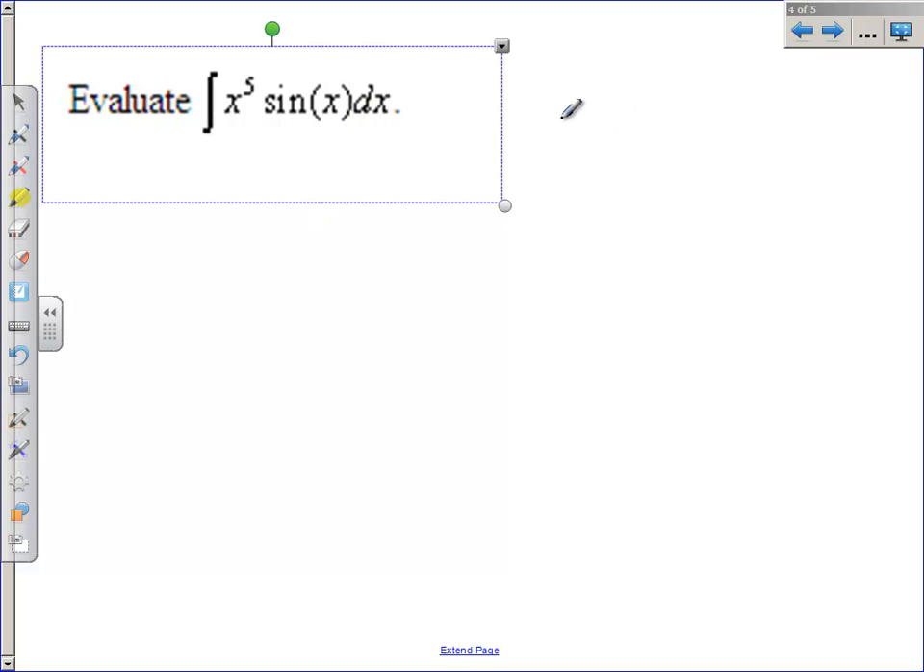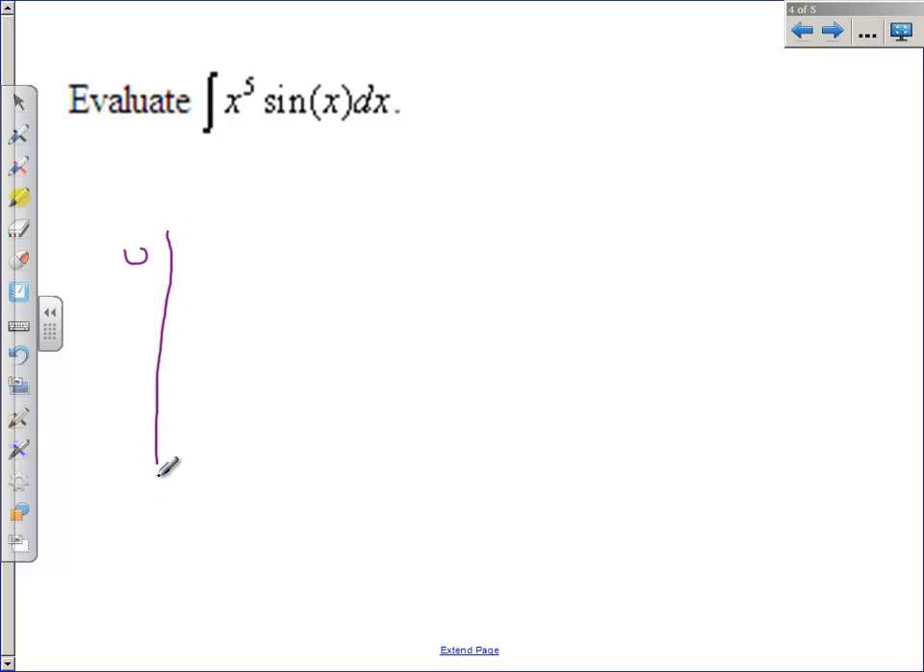So what we're going to do is make a little table. And on this table, I'm going to have u, and then dv. And I'm going to make my u be, well, with LIPET, what would you make your u be? No logs, no inverse, but there is a polynomial, so it's x to the 5th. Your dv is going to be the other part, so that's sine of x dx. I'll just keep it as sine of x.